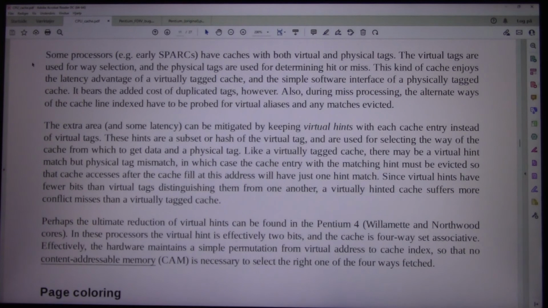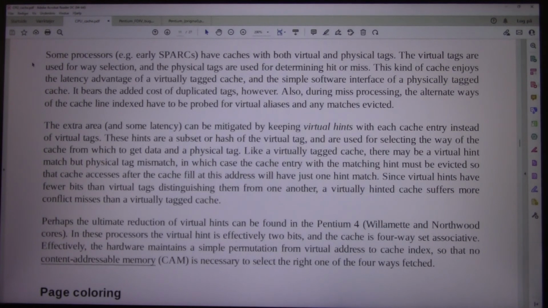The virtual tags are reused for way selection, and the physical tags are used for determining hit or miss. This kind of cache enjoys the latency advantage of a virtually tagged cache, and the simple software interface of a physically tagged cache. It bears the added cost of duplicated tags, however.